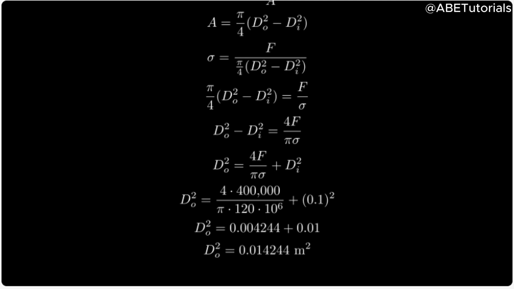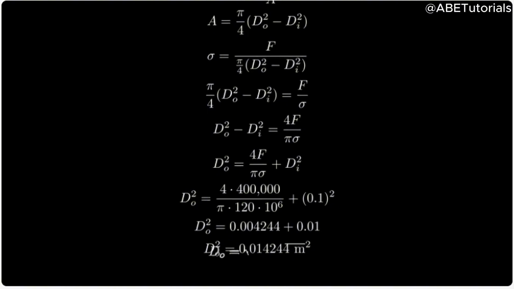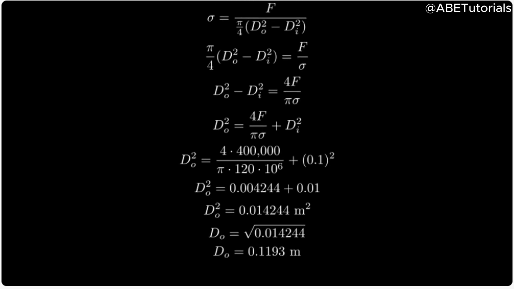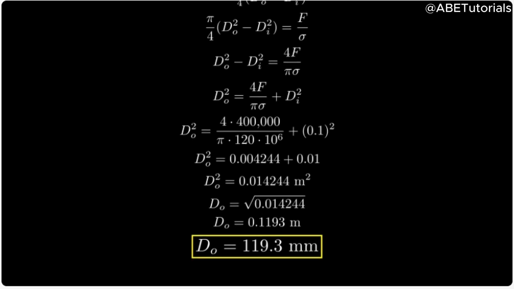To find the outside diameter d sub O, we need to take the square root of this value. The square root of 0.014244 is approximately 0.1193. So, the outside diameter is 0.1193 meters. Since the inside diameter was given in millimeters, it's common to state the outside diameter in millimeters as well. Converting meters to millimeters by multiplying by 1,000, we get 119.3 millimeters.